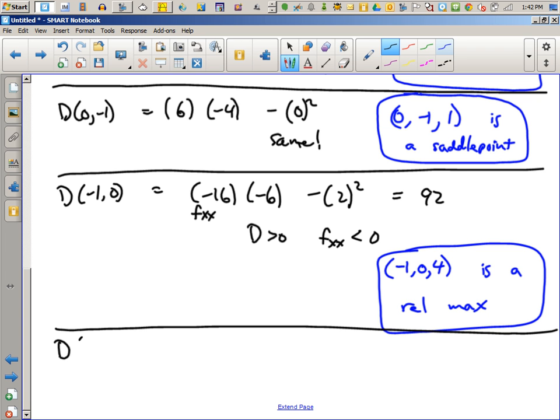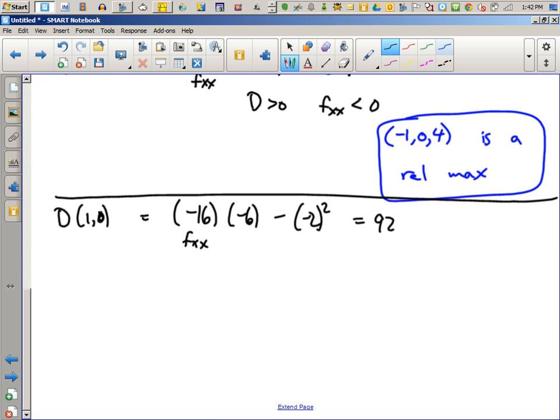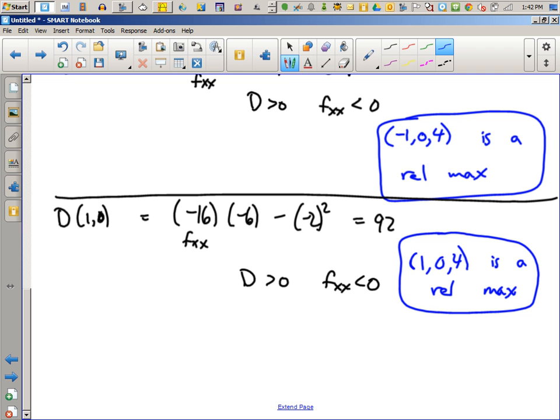And lastly, (1, 0). I got negative 16 times negative 6 minus negative 2 squared, but that still comes out to 92. And I have the exact same conclusion. D was positive, but fxx was negative, and this point, (1, 0, 4), is a rel max. Now you might say, where are you getting the 4 from? I just got the 4 by plugging 1 and 0 into the original function.